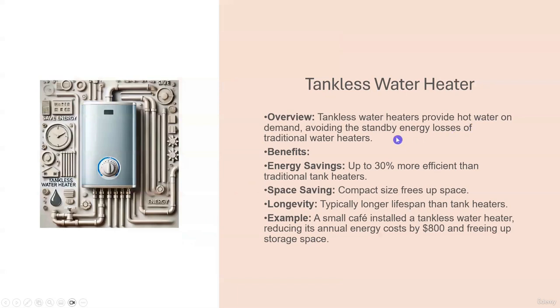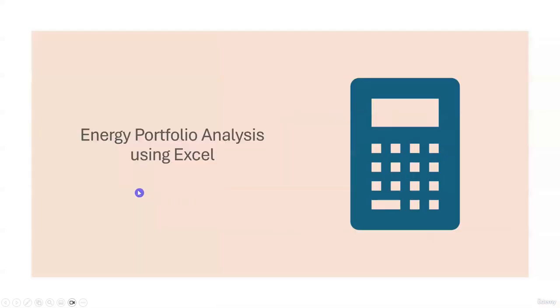Tankless water heater. Tankless water heaters provide hot water on demand, avoiding the standby energy losses of traditional water heaters. Benefits: up to 30% more efficient than traditional tank heaters. Compact size frees up space, typically longer lifespan than tank heaters. A small cafe installed a tankless water heater, reducing its annual energy costs by $800 and freeing up storage space. That is an example. Next, I'm going to demonstrate energy portfolio analysis using Excel.